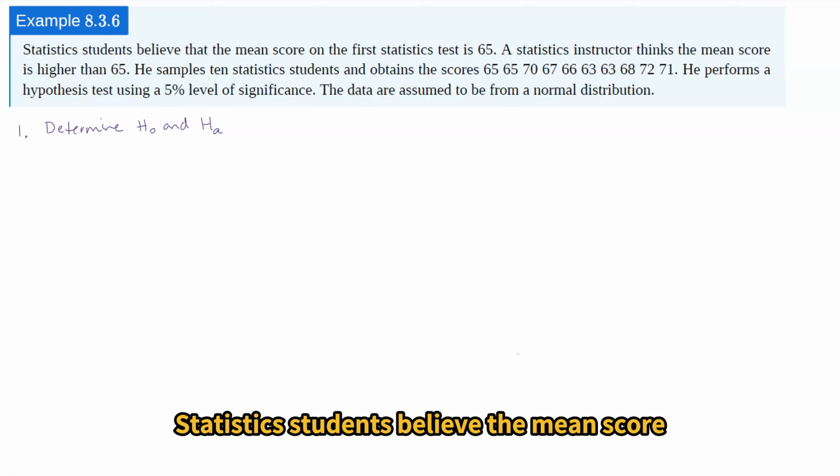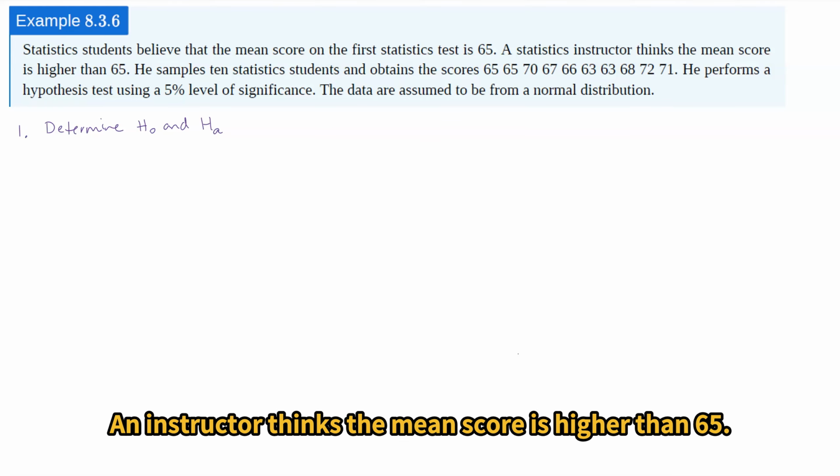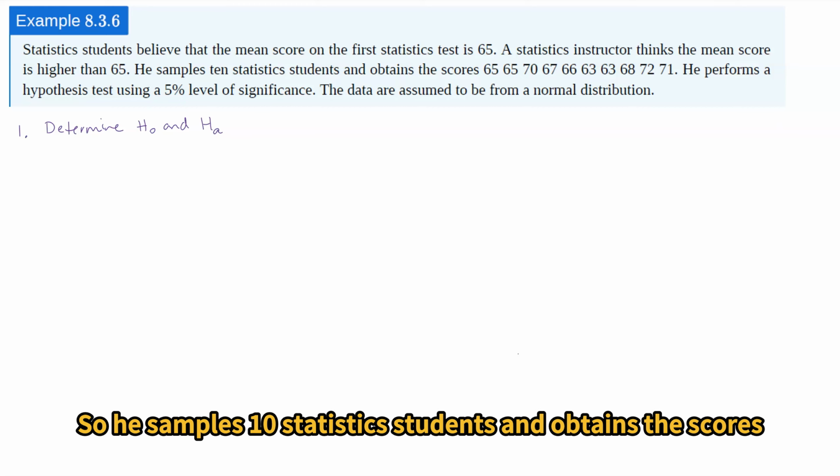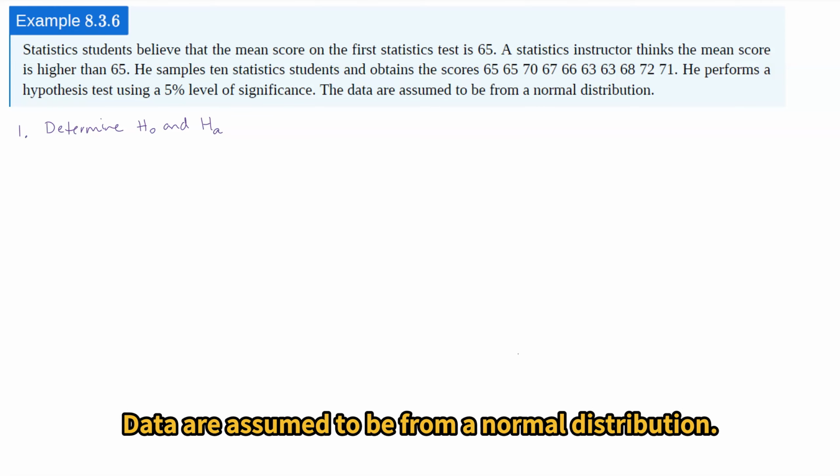Statistics students believe the mean score on the first statistics test is 65. An instructor thinks the mean score is higher than 65, so he samples 10 statistics students, obtains the scores given. He performs a hypothesis test using a 5% level of significance. Data are assumed to be from a normal distribution.